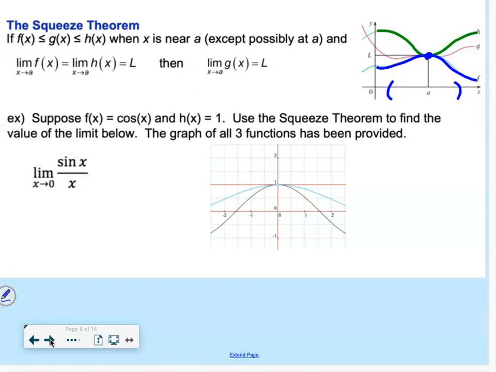So you've got a function that's always above, a function that's always below, and they meet up at some point, right? They don't have to have y values, they can both have holes there, but they have the same limit at that spot. If some third function comes along that is in between those two, then that third function has to have the same limit value at that point because it's squeezed in between the other two functions. So how do we use this and why do we use this?